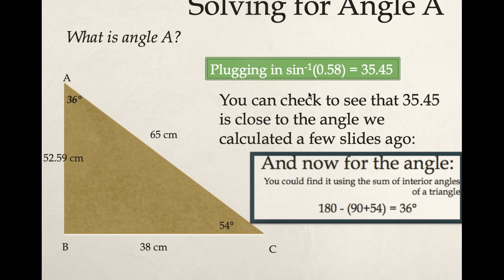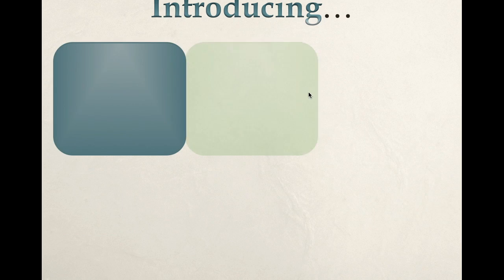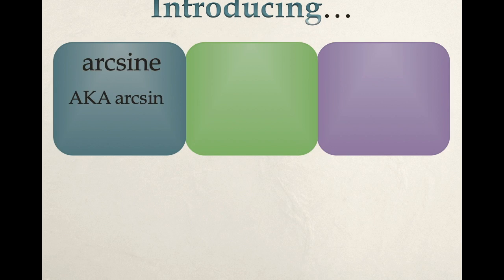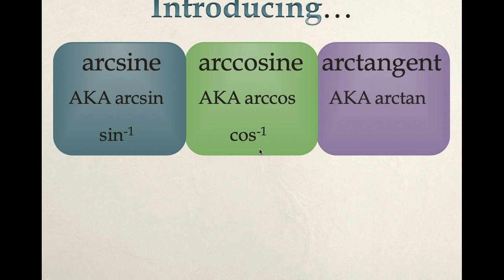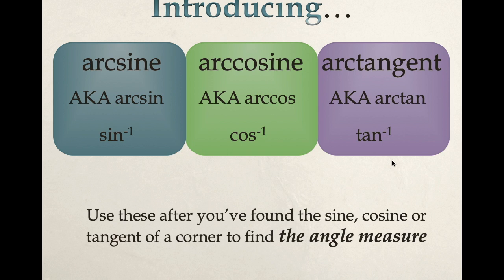So what is that? I'm going to introduce to you right now the three important things for us to solve angle measures. They are called arcsine, also known as the inverse, the sine inverse. That's what the -1 means. Arccosine, aka arccos, which is cos to the -1 or cos inverse. And the last one, which is arctangent, aka arctan, and this is tan to the -1 or tan inverse. All of these should be easily found on your calculators.